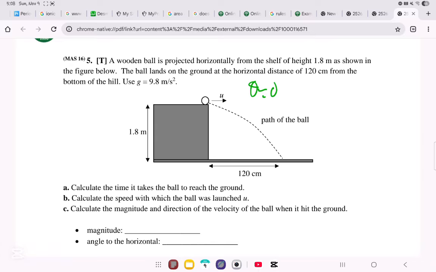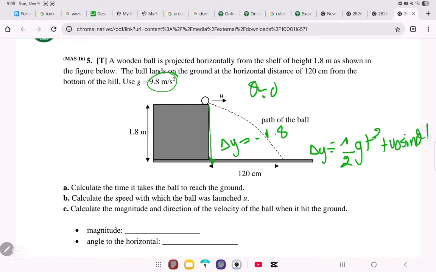So what equations will we be using in order to find the time that it will take the ball to reach the ground? We have the value of delta y. Delta y is minus 1.8 meters, right? So using the delta y equation, because we also have g as well, we will be able to find the value of t. What is the equation of delta y? Delta y equals minus half g t squared plus v0 sine theta t. Now, since theta is 0, because it's being dropped, we directly remove this term and we're left with this.